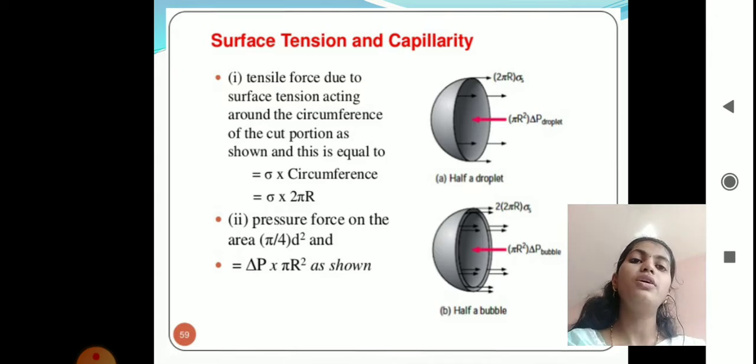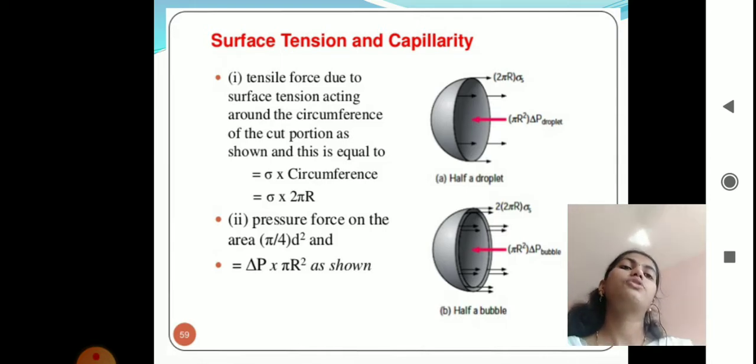The pressure force on the area is delta P times pi r squared. We have to know that the pressure force is delta P times the area, pi r squared.